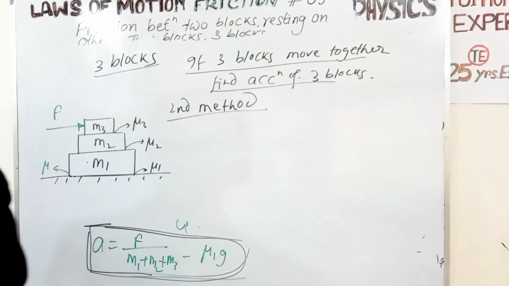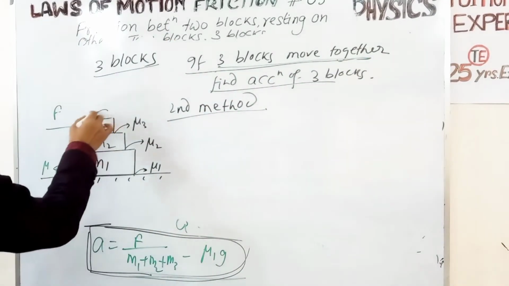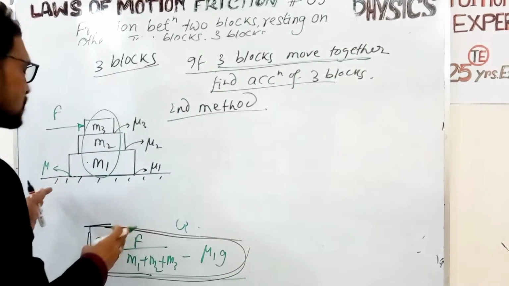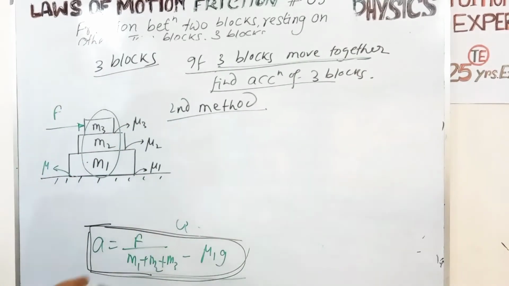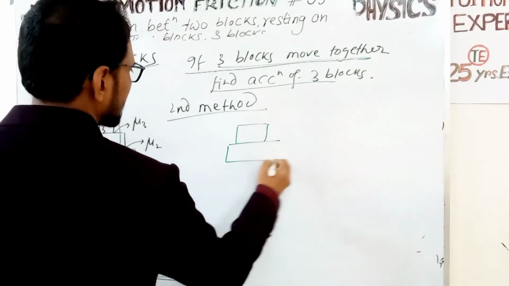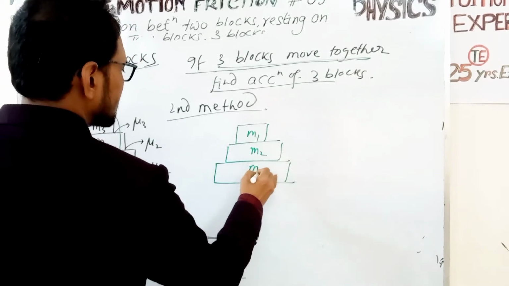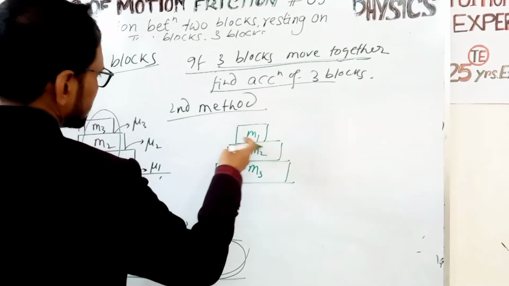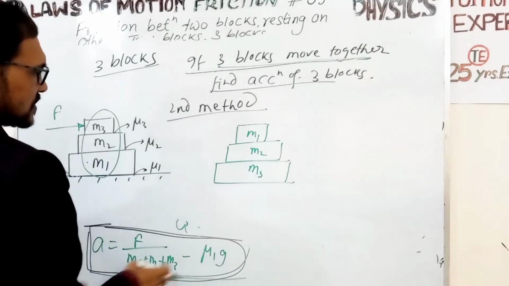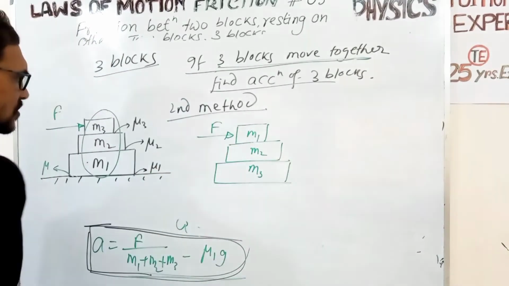The second method is this: if you are asked that three blocks move together, then you consider the three blocks as a whole. So the whole system is M1, M2, M3. Now don't consider this friction, because this is the whole system. The force F acts on the whole system.